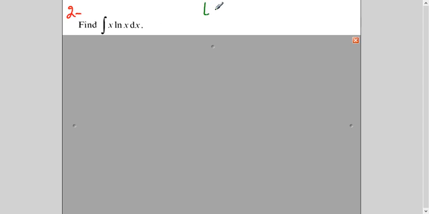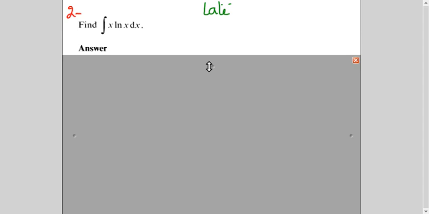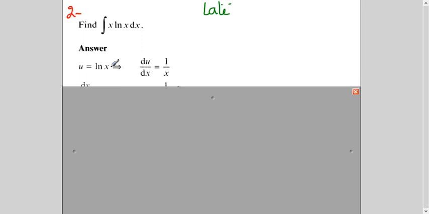Again, keep the word late in your mind. So your u is x, v prime is ln x. Am I right? No. Log has priority, so your u is ln x this time. And your x is v prime. Mind it. So u is ln x, so du over dx is 1 over x, because the differentiation of ln x is 1 over x.